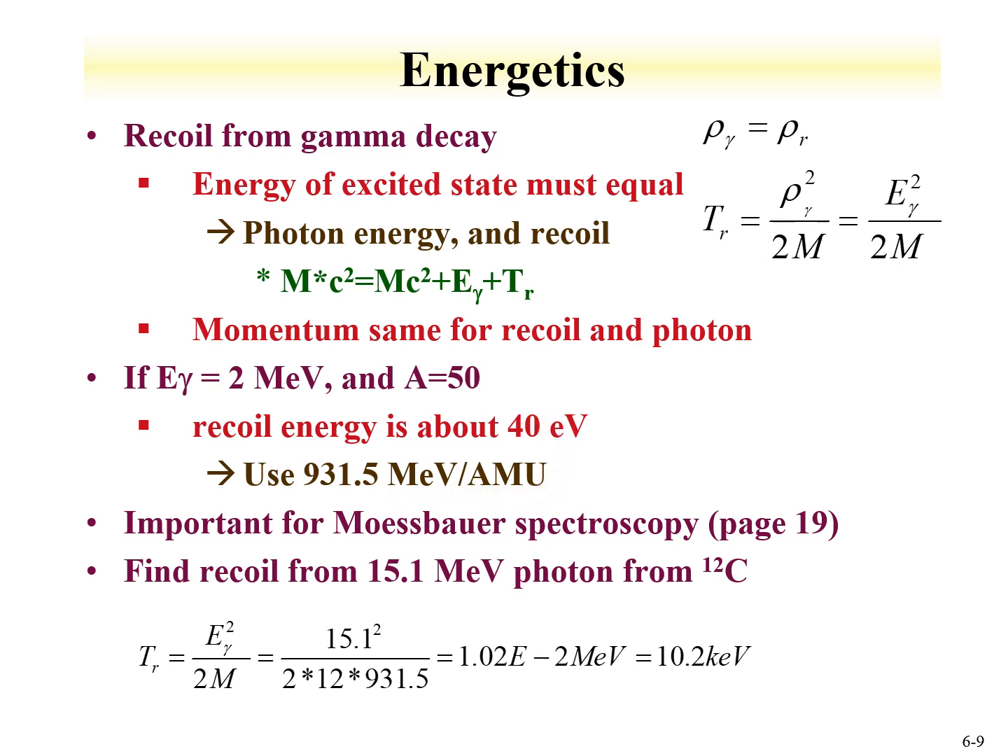Now, this doesn't seem like a very large value, but it's actually the basis of Moessbauer spectroscopy, which we'll discuss starting on page 19. And as another example, if you look at a rather large de-excitation, a 15 MeV photon emitted from carbon-12, you can see that you can have a very large recoil from this state.